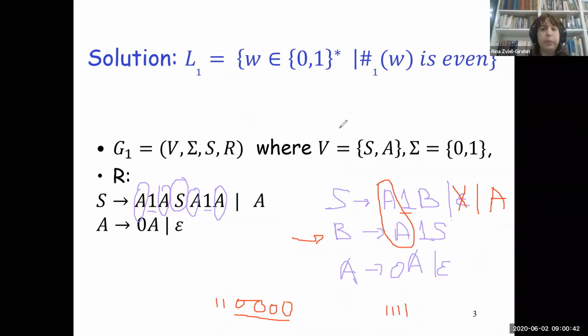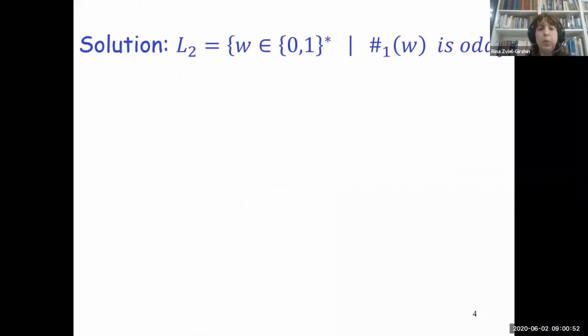Any questions? Okay, good. So we will continue to the next language. The next language is relatively the same. So I will give you time to solve. We're still talking about number of ones in W, but now we want number of ones in W to be odd number.